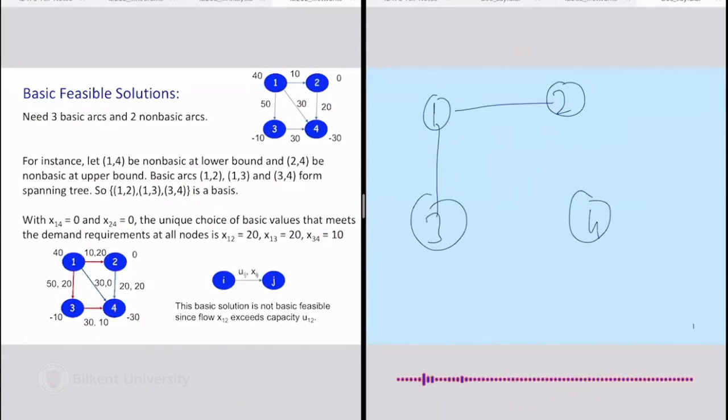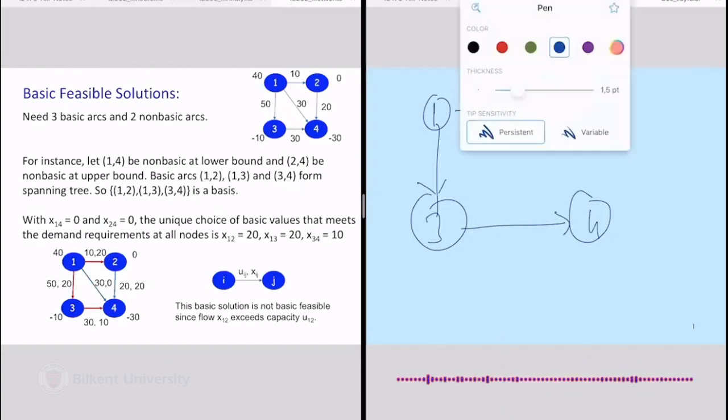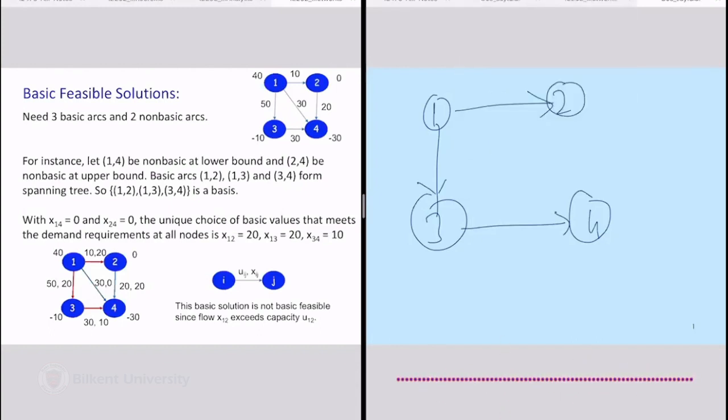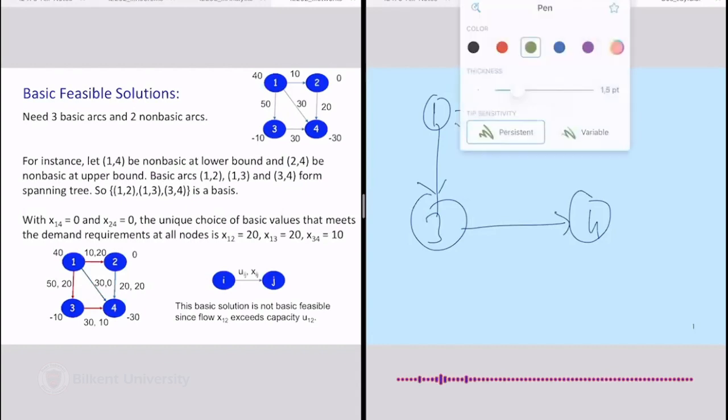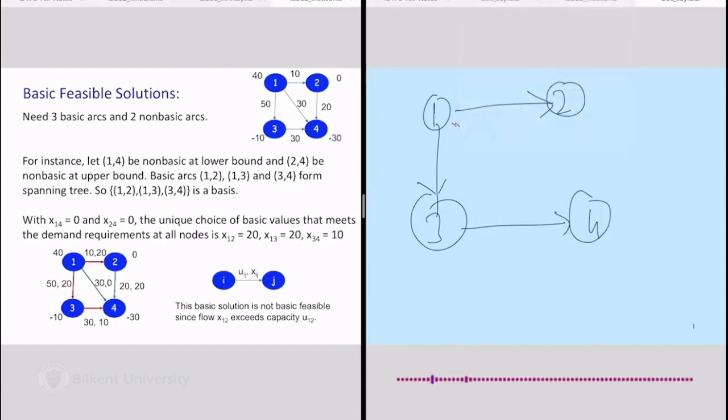So these are my basic arcs. It's a spanning tree. It has 3 arcs only. And my non-basic arcs, let me draw them like this because I need them. Maybe I change it to red. Okay, this is a non-basic arc, and this is a non-basic arc. Okay? Be careful.